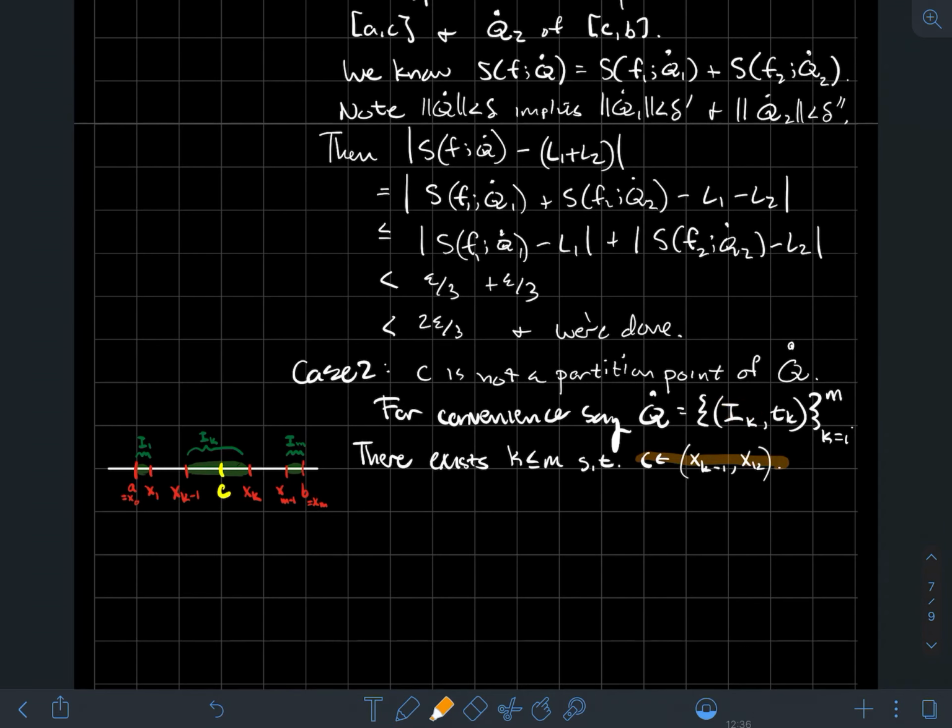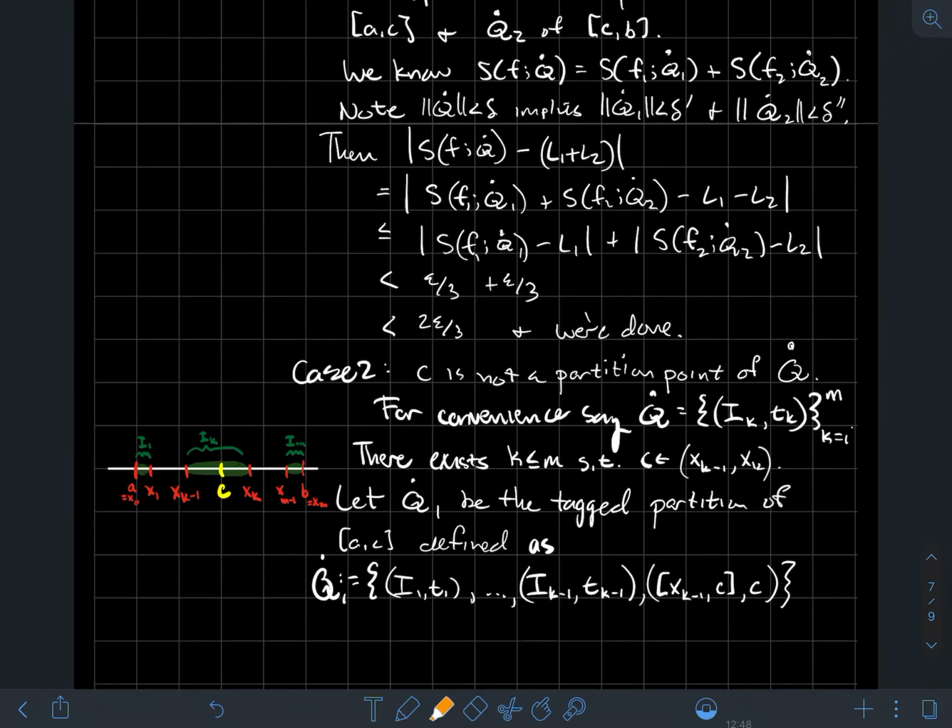So in a picture here, I've got my interval from a to b. I'm saying I've got my partition and the partition points are in red. I'm assuming c is not one of them. Therefore, it must strictly lie between two of the red points, is what my picture should say. Now what we're going to do is just split this picture in half again. I'm going to think of Q1 dot to be a tagged partition of a to c. So I'm looking at this subinterval now.